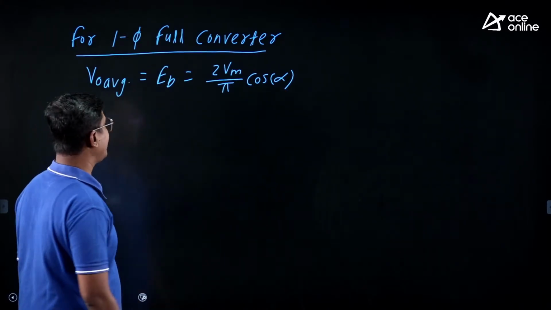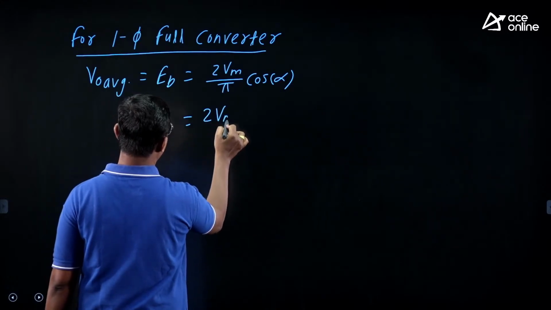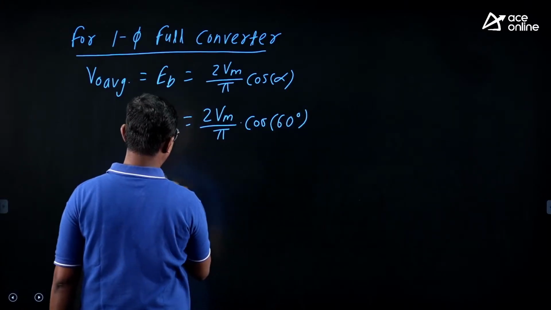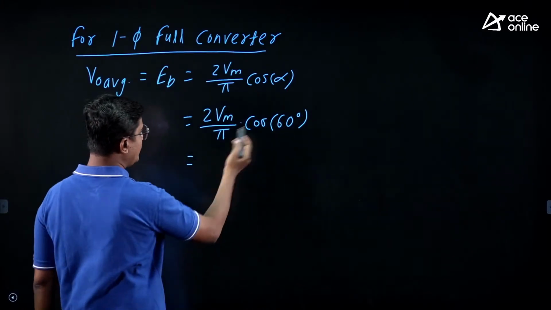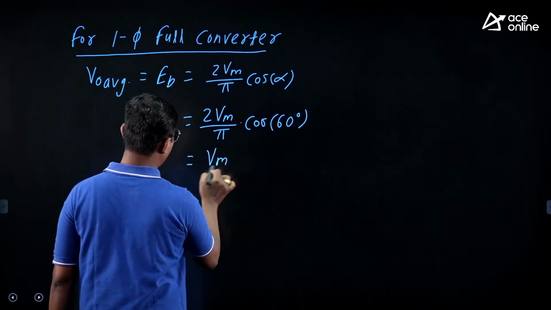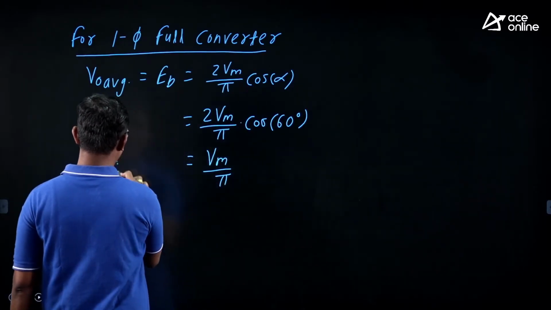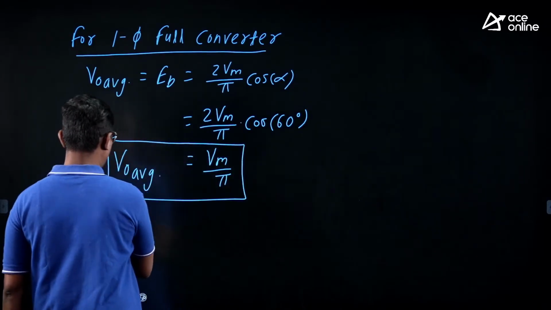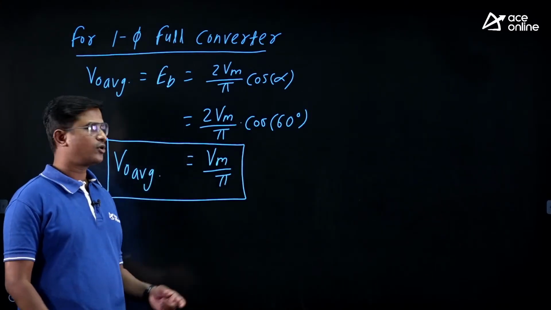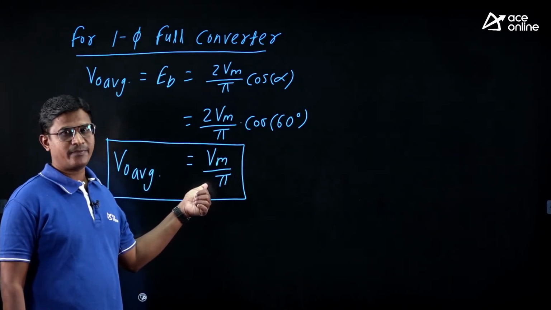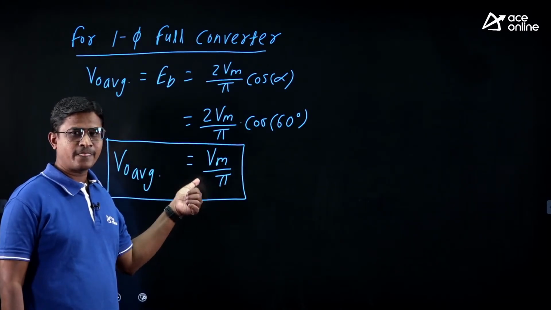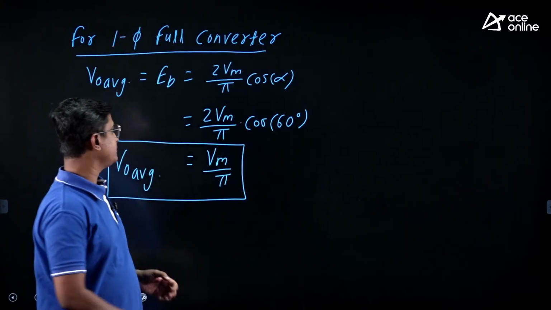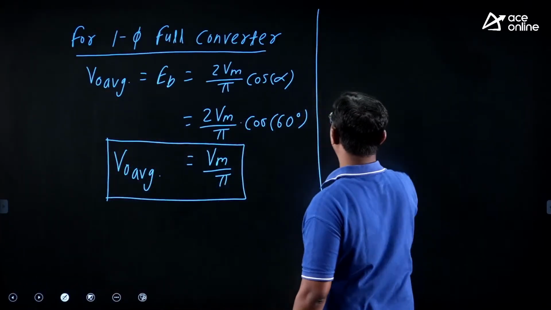So it is 2 Vm by pi into cos alpha. Alpha he has given as 60 degrees. So it is 2 Vm by pi into cos of 60 degrees. Cos 60 is 0.5, and 2 into 0.5 means 1. So it is equal to Vm by pi. So my V0 average, which is equal to EB for the single phase full converter, is Vm by pi. Means across the motor we are getting Vm by pi, and for that the motor is running at 1000 rpm.